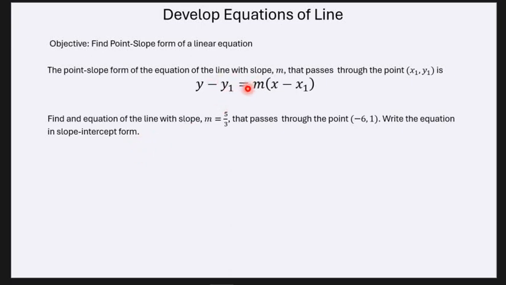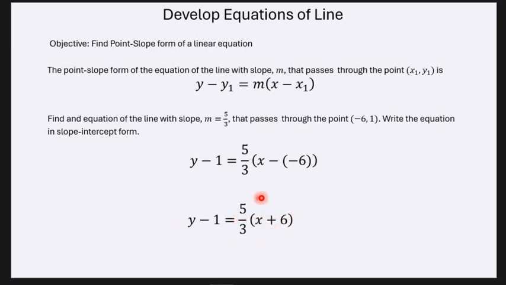First, we're just going to plug everything in. We have m is 5/3, we have x1 is negative 6, and we have y1 is 1. So we plug all that in. But then x minus negative 6 is actually x plus 6. And all we have to do is take this point slope form of the equation and convert it to the slope-intercept form. To get it in slope-intercept form, which is y equals mx plus b, I need to solve it for y and also get rid of these parentheses.